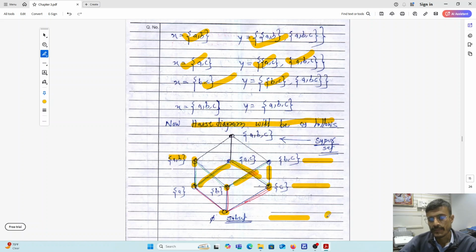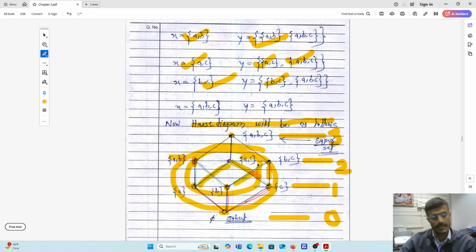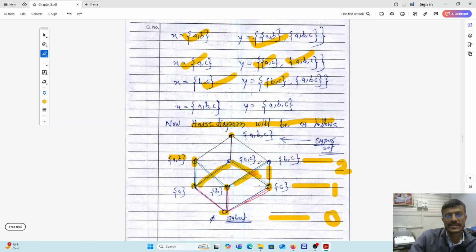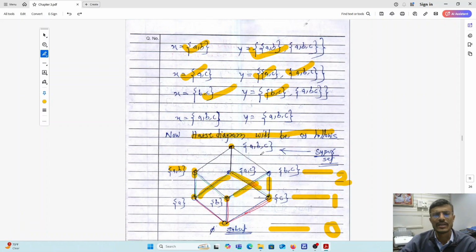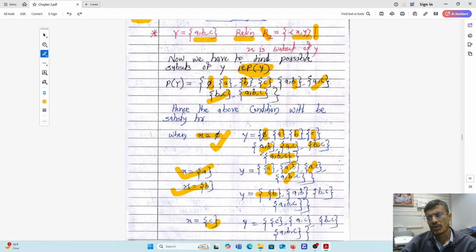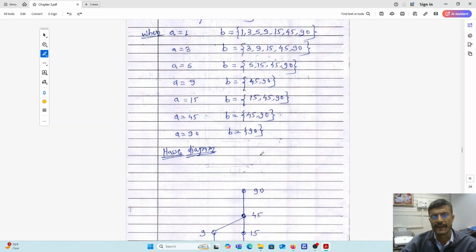This is your level number 0, this is level number 1, this is level number 2, and finally ABC is the supremum, you can say, or superset, which is at level number 3, which is nothing but the superset of all these sets. Okay, so that's all for this example. Very interesting example. Please go through this solved example, you will get the idea.